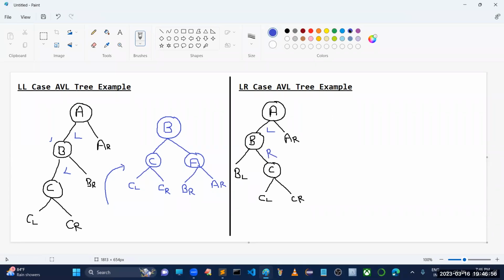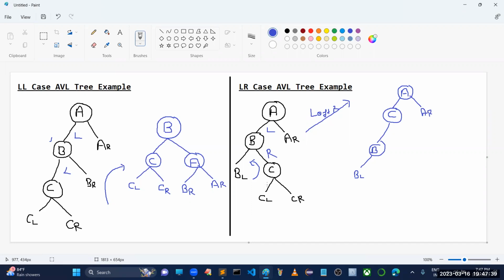In this case, we are going to get two diagrams. First, which rotation do we have to do? In the LR case, first we have to do left rotation. Once you do left rotation, what will happen? Your A will stay as it is. So this is the left rotation. C will become the left child of this A, and B will become the right subtree here. For B, BL is already there, and for A, AR is already there.